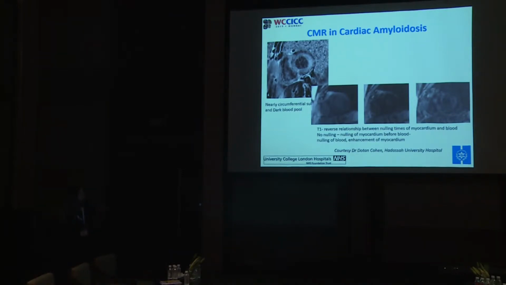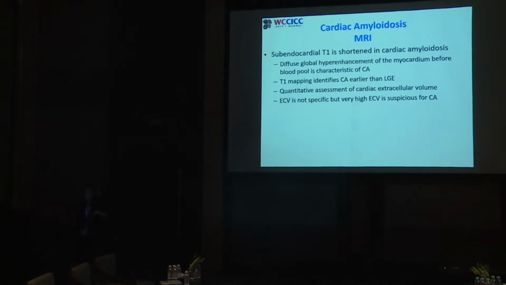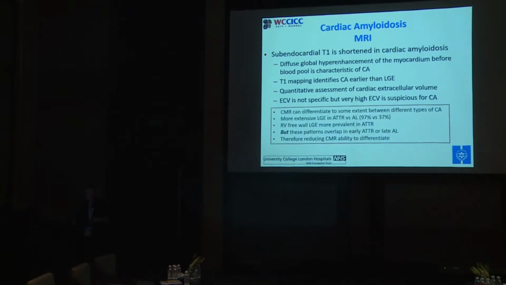And here you can see subendocardial late gadolinium enhancement, and another very characteristic finding on T1, there is a reverse relationship between the nulling times of the myocardium and the blood. Here you can see no nulling. Here you can see nulling of the myocardium before blood. And then nulling of the blood and enhancement of the myocardium, and this is a characteristic of cardiac amyloidosis. Subendocardial T1 is shortened, and the quantitative assessment of cardiac extracellular volume on MRI is also very characteristic, although extracellular volume is not specific, but a very high extracellular volume is suspicious for cardiac amyloidosis.